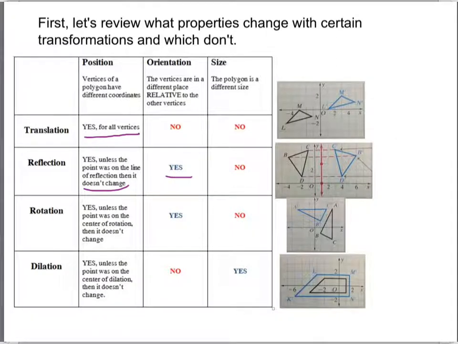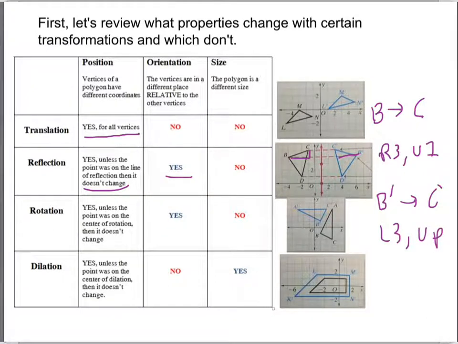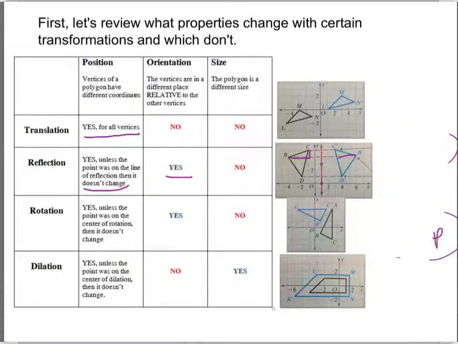The orientation also changes. So if I'm describing in the original triangle how to go from vertex B to C, I would go right 3 and up 1. But from B prime to C prime, that has to reverse. I have to go left 3 and up 1. So since these aren't the same description between the vertices, we can say the orientation has changed. How the vertices sit relative to each other has changed. And again, the size does not change with a reflection.